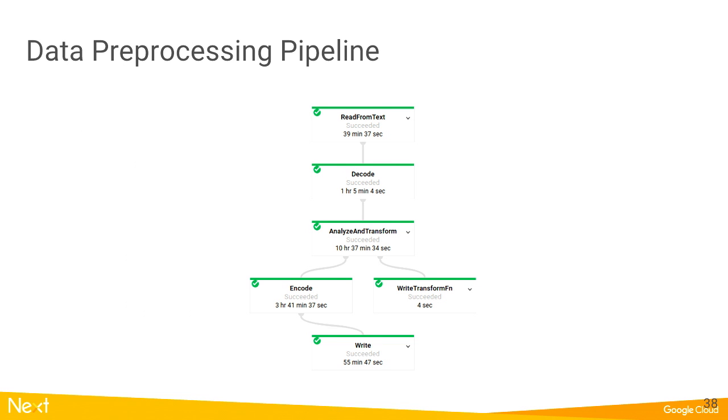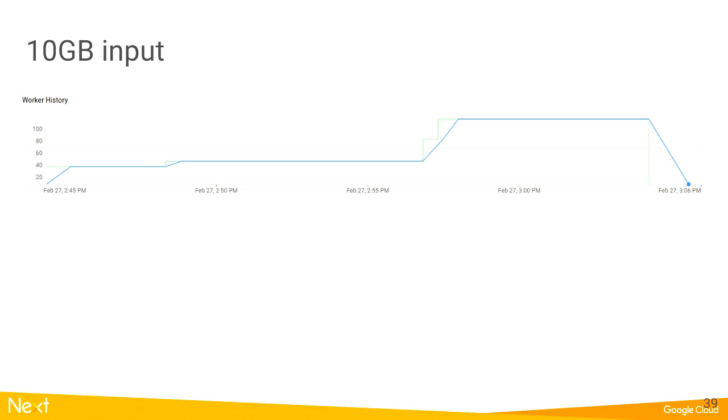OK, again, reflection on the pipeline: read, decode, analyze and transform, encode and write. Right? So running this pipeline, let's look at how it looks. So we have a 10 GB input. It's a fraction of a data set. And this is how the worker profile looks for this pipeline. On the x-axis, we have time. This is a run from a week ago or something. On the y-axis, we have the number of workers.